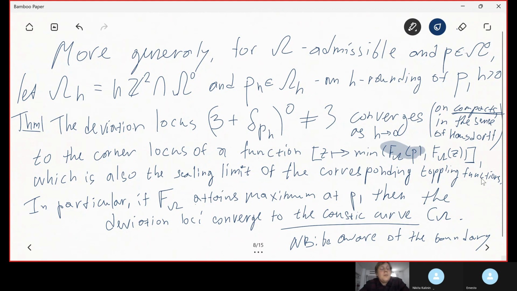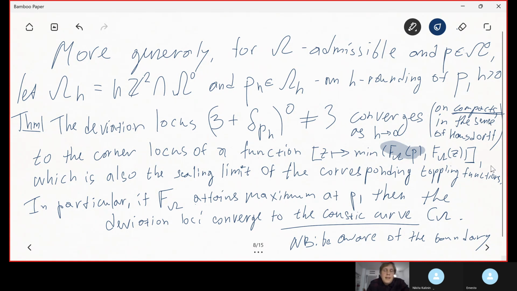And in particular, if P is the point of extremum of f omega, so the point where the maximum is attained, then the deviation loci converge to exactly the caustic curve. So in the case of the circle, this point is the middle. For example, for a rectangle, it will be that maximal segment. But anyway, this is the origin of caustic curves. This is how we learn about them. And those appear as the curves from sand piles.